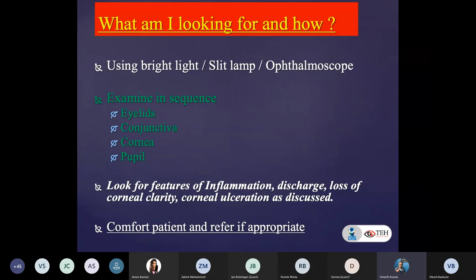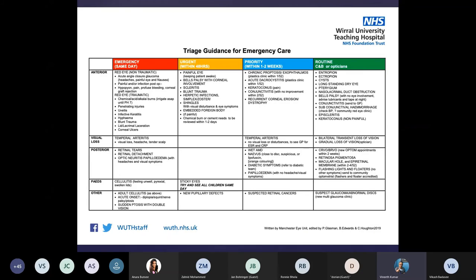As you are examining the eyes, you're looking for any signs of inflammation, discharge, loss of corneal clarity, corneal ulcerations, as we discussed. At all times, be aware of the comfort of the patient and refer if it is appropriate. Mild conjunctivitis, mild allergy problems, you might be able to deal with. Dry eyes, meibomian gland diseases, you can deal with. But anything more than that, please refer them and don't delay referral.